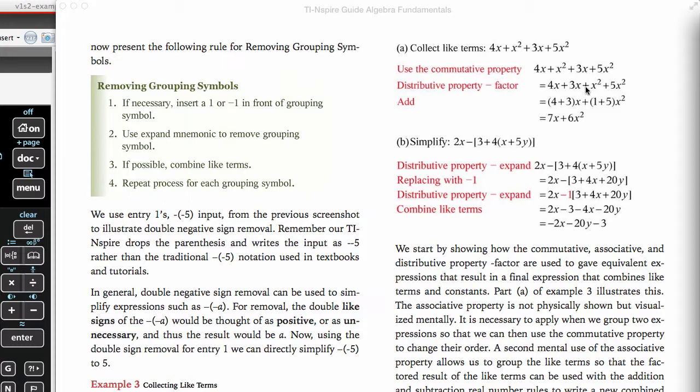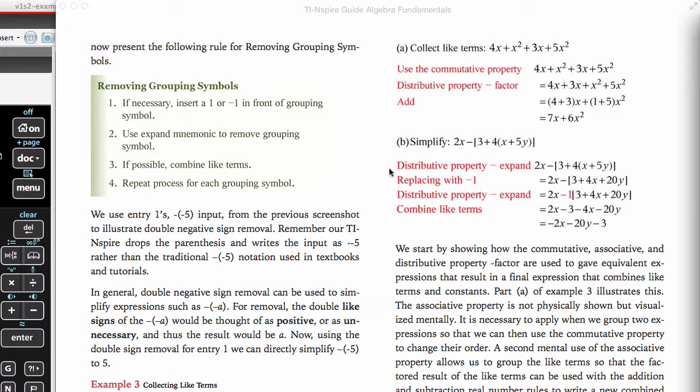Then once we have the order switched around, we will want to factor out the x and then factor out the x squared. Then once we have factored out the x and the x squared, we can use our rules for addition and subtraction to simplify the problem.